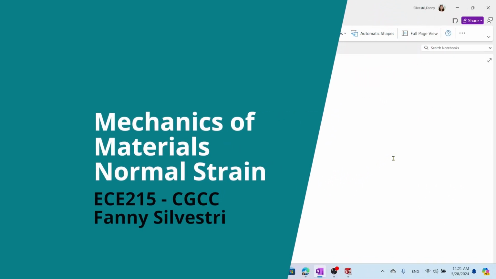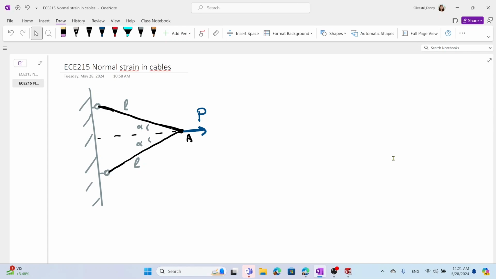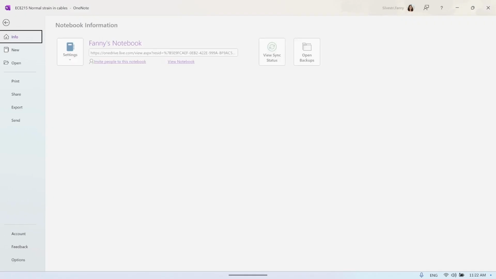Okay, so we will talk again about normal strain, but with a system of cables. It could also be a system of rods or anything, but let's say it's not very straightforward, like the dimensions provided are not in the same direction as the normal strain. So we need to do a little bit of calculation, and usually it's just geometrical calculation.